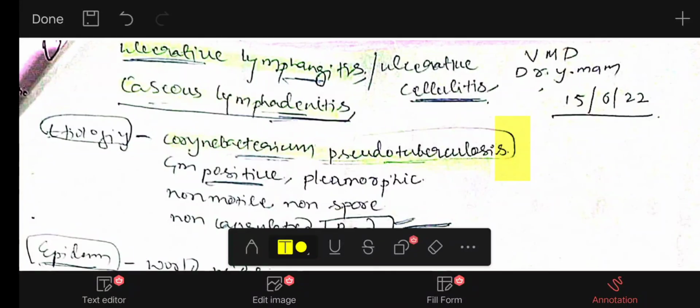In this video, we will be discussing another bacterial disease, that is ulcerative lymphangitis. It is also called ulcerative cellulitis. Cellulitis is nothing but the inflammation of the deep dermis along with the surrounding subcutaneous tissue.